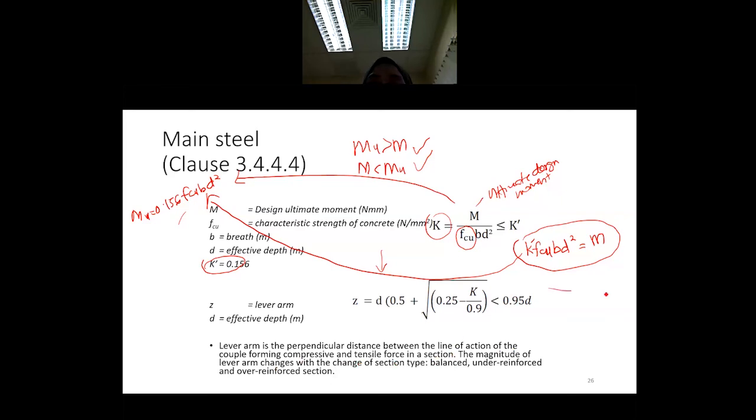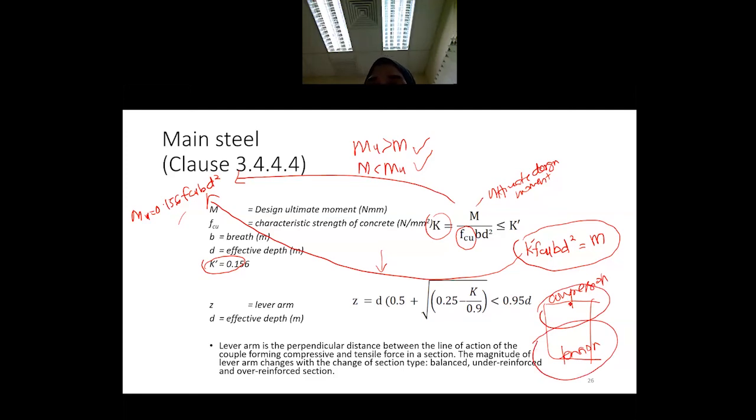So macam katakan you ada beam macam ni. So top here is tension. Okay, bawah ni adalah compression. Salah, terbalik. Okay, atas ni adalah compression. Bawah ni adalah tension. So, but we don't know dekat mana tension, kat mana compression.